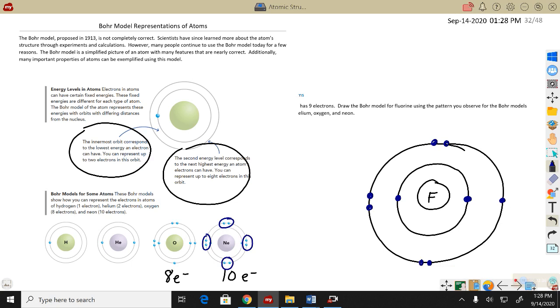Or you could have paired this one on the right-hand side too, and then left the one on the bottom single. That wouldn't have mattered. But here would be a good representation of 2, 4, 6, 7, 8, 9 electrons. The Bohr model of fluorine. This is really getting interesting now, isn't it?